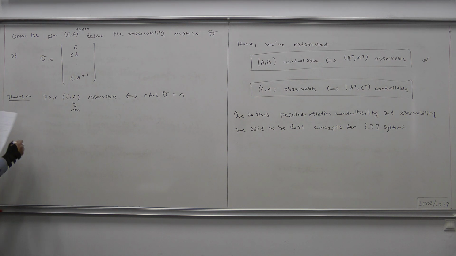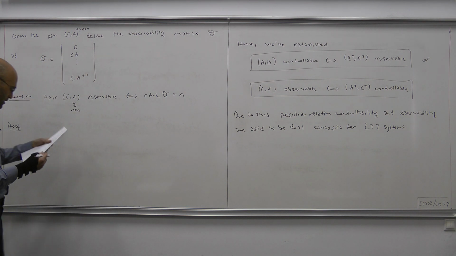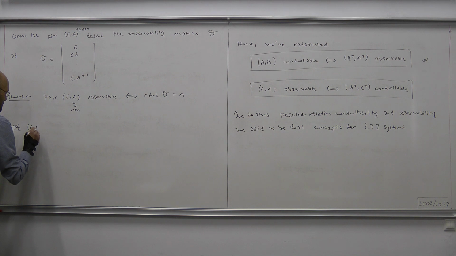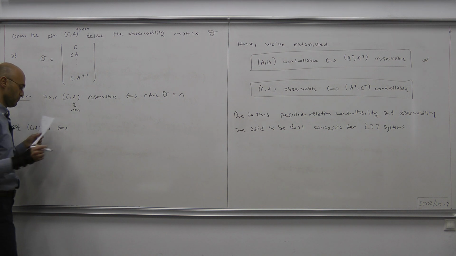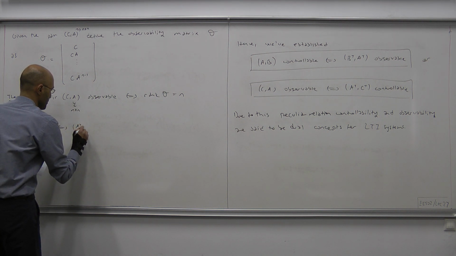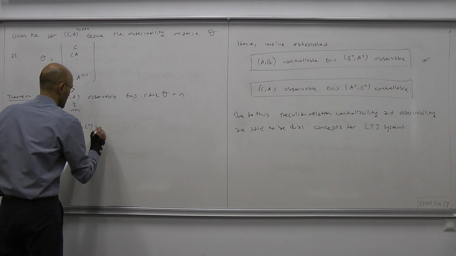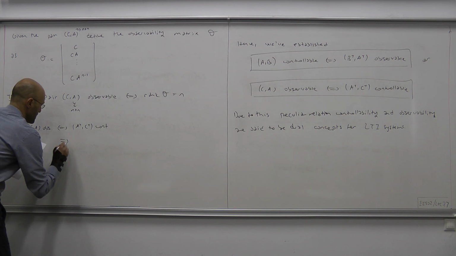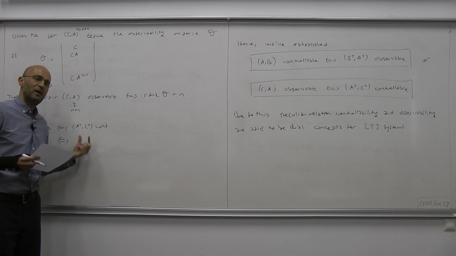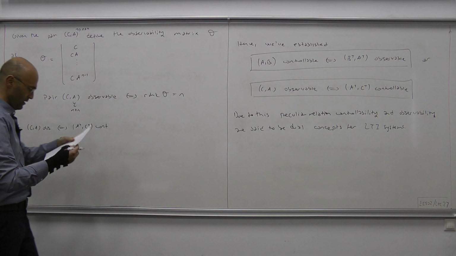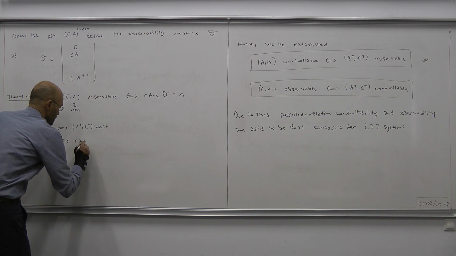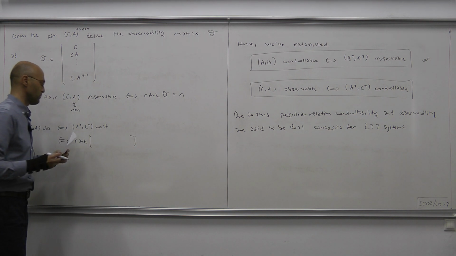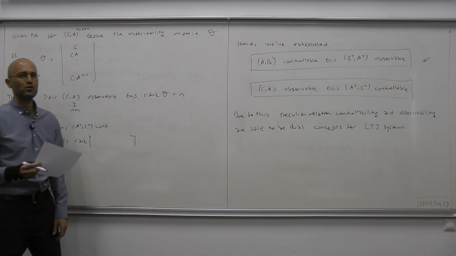Here is a one-line proof thanks to duality. Now, the pair (C, A) being observable is equivalent to the pair (A transpose, C transpose) being controllable. That means the corresponding controllability matrix is of rank n. So what's the controllability matrix? It's B, AB, A squared B, and so on.